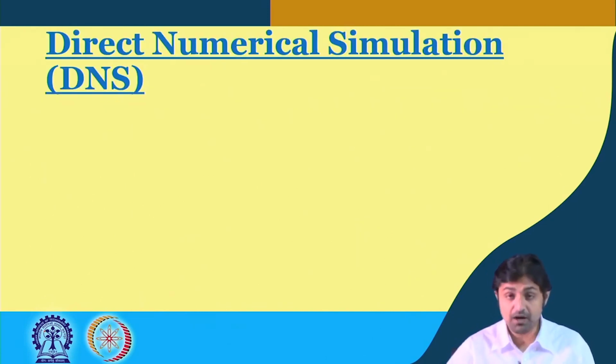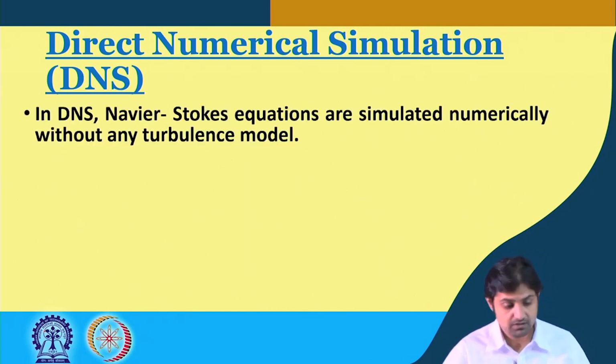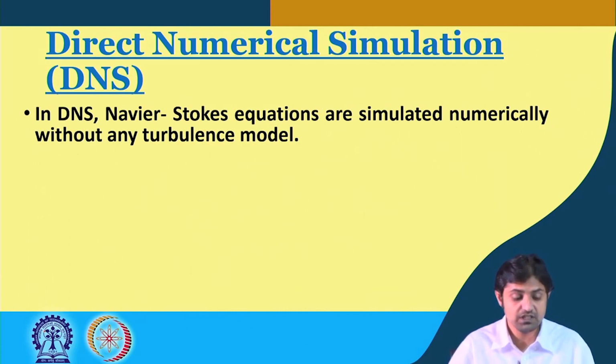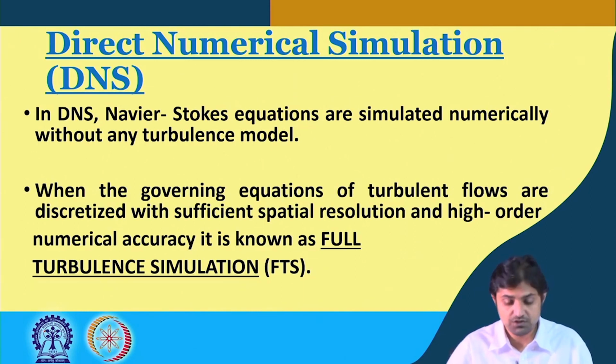So another method apart from Reynolds averaged Navier-Stokes equation for solving turbulence, for solving the computational fluid dynamics Navier-Stokes equation, is called direct numerical simulation. In direct numerical simulation, DNS, Navier-Stokes equations are simulated numerically without any turbulence model. So they solve for the exact solution. When the governing equations of turbulent flows are discretized with sufficient spatial resolution and high order numerical accuracy, it is known as full turbulence simulation, FTS.